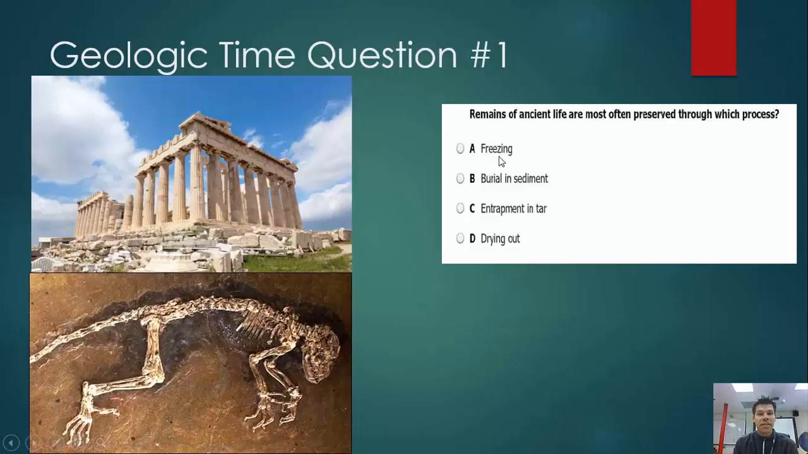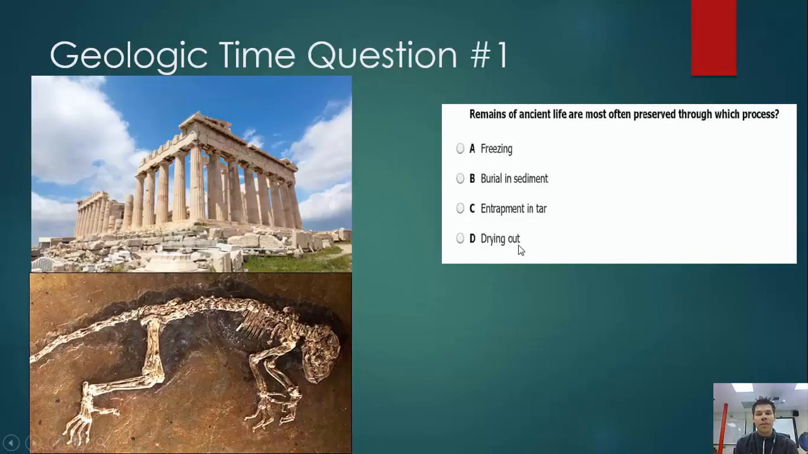Freezing, it does happen. They found elephants in the frozen Siberia area. Burial in sediment, so buried in a mudslide or in the sand, finding a fossil. Entrapment in tar, there's the La Brea tar pits where they have found fossils.